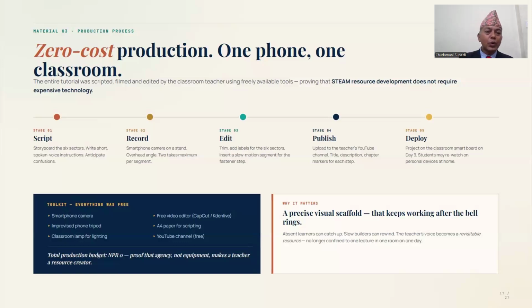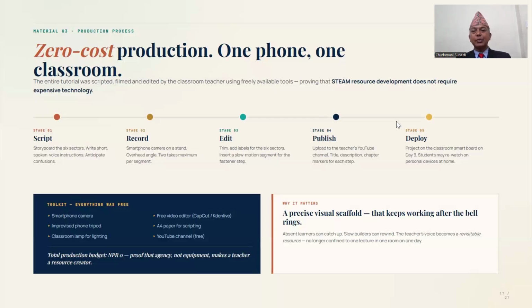Then what about the toolkit? Everything was free: smartphone camera, improvised phone stand, classroom lamp for lighting, a free video editor like CapCut, A4 paper for scripting, and a YouTube channel, which is free. Total production budget: NPR zero. It proves that agency, not equipment, makes a teacher a resource creator.